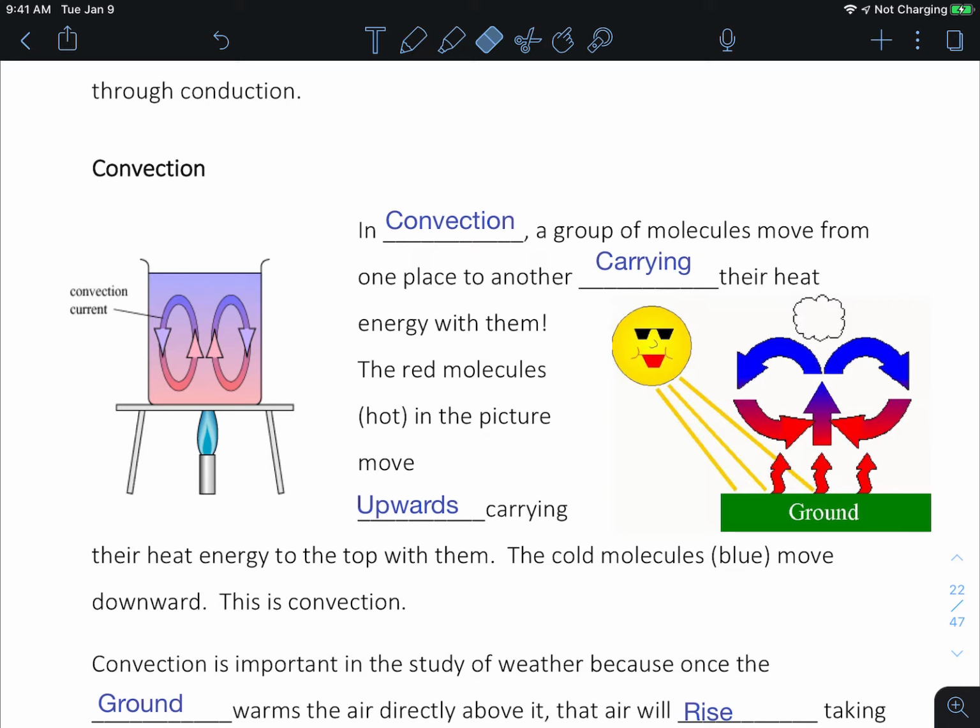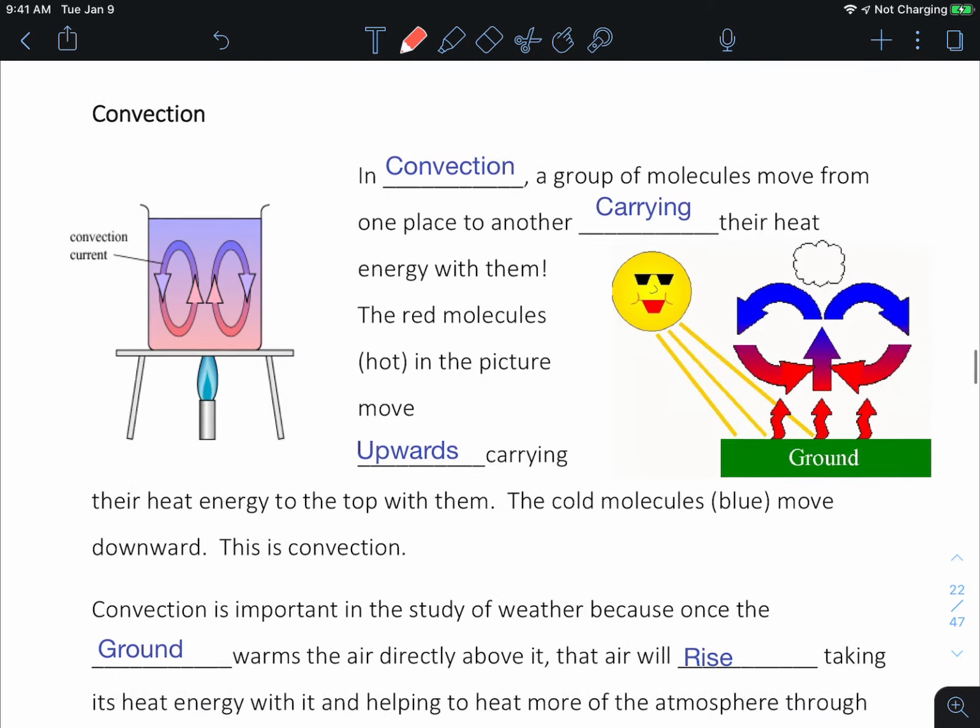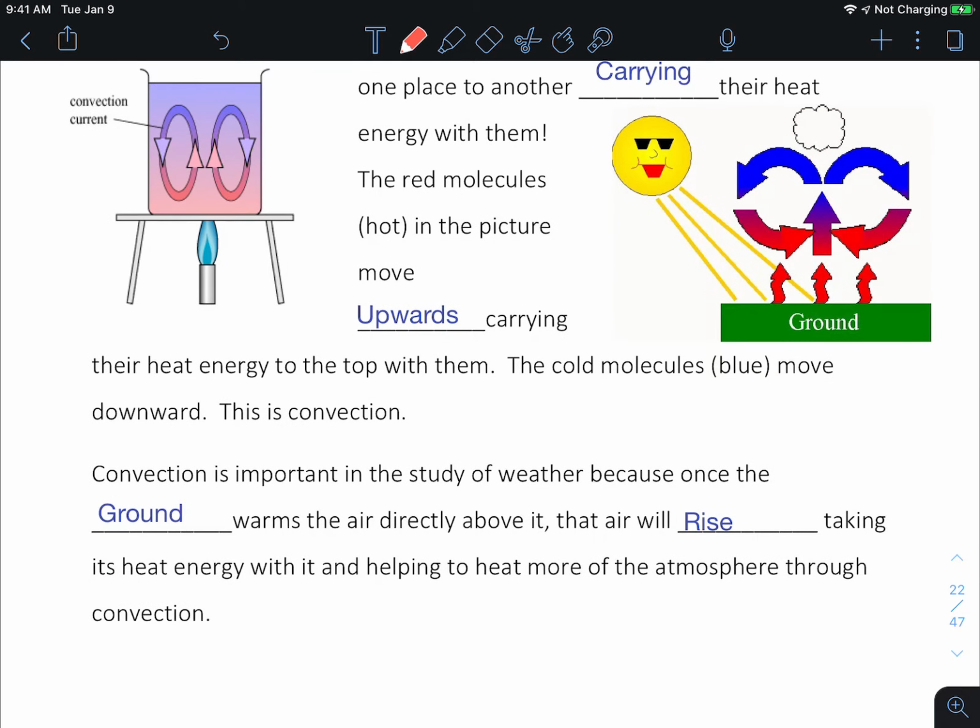And then as they rise up into the air, there's less contact with heat. There's not as much of a source of heat because the heat is at the ground level, and so those particles will become cold, and then they will start to descend again. Then they'll heat up and they'll come up, and then they'll cool down and they'll start to descend again. In this way, they will cycle up and down and up and down. So the red molecules or the hot particles in this picture move upwards, carrying their heat energy with them. The cold molecules move downwards.